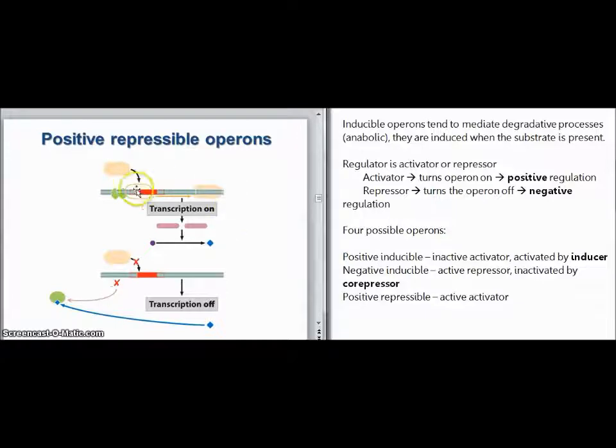Okay, so normally these guys are on, and the activator's on there keeping it on, and then at some point it gets deactivated such that this guy comes along, binds to the activator, and induces a conformational change that allows it to leave, turning transcription off.